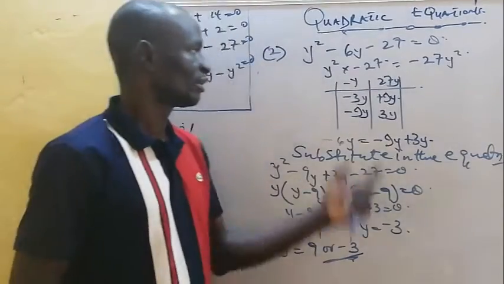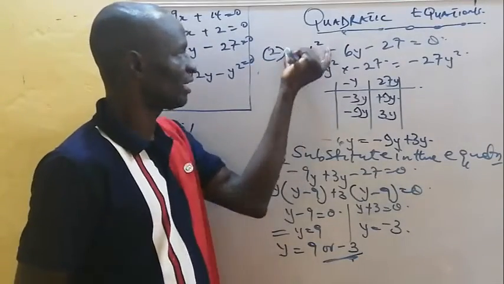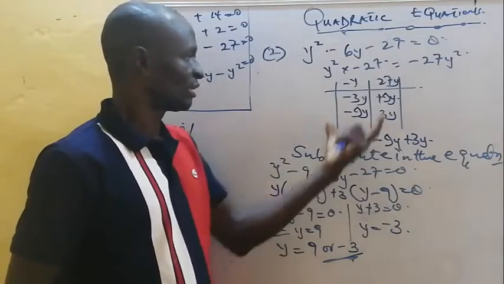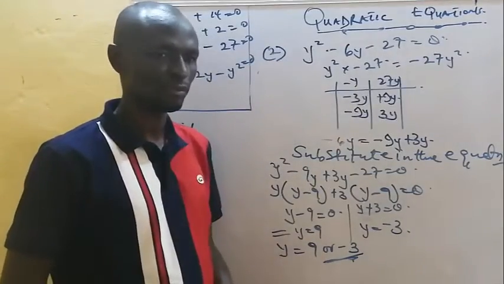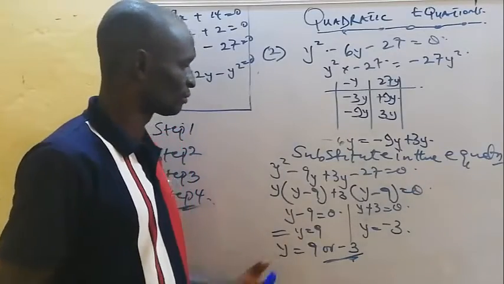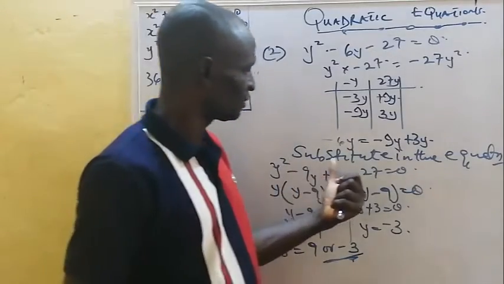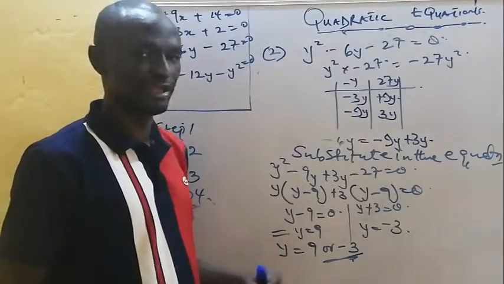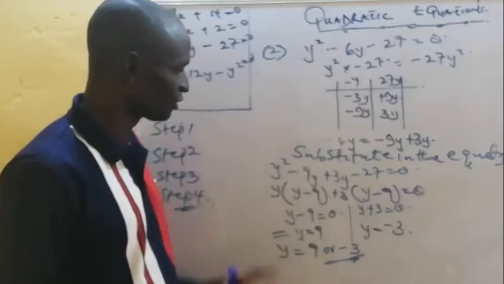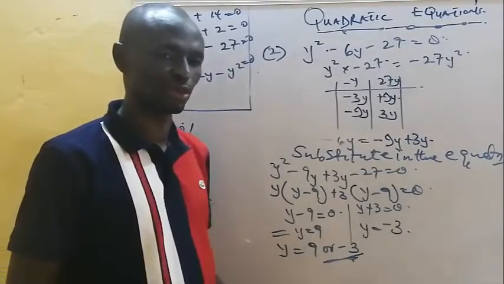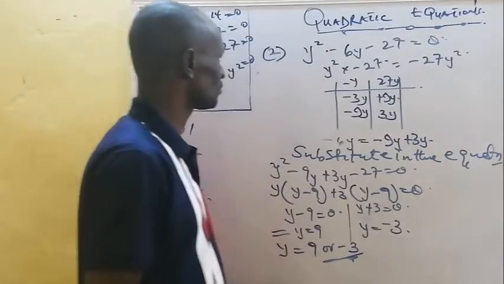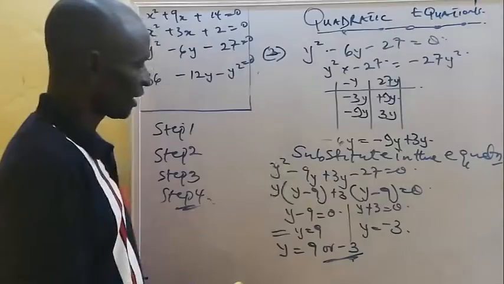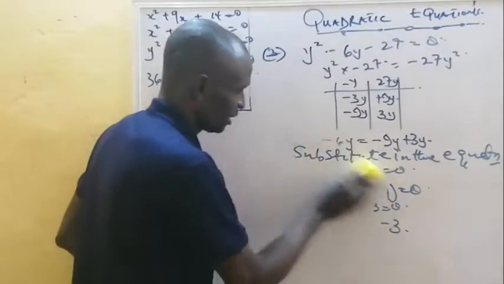Don't forget, the first step is to multiply the first part by the last part. The second step is to find the factors and then substitute for your b. After substitution, the last part of it is factorization. Okay, that's question 3. Now let's take the last question in this lesson.